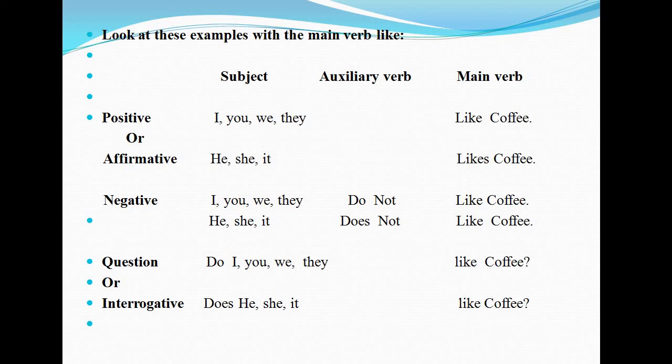He likes coffee. She likes coffee. It likes coffee. Negative. As I told you before, with the negative, the verb doesn't take es or s. I don't like coffee. You don't like coffee. We don't like coffee. They don't like coffee. Look at the third person. He doesn't like coffee. She doesn't like coffee. It doesn't like coffee. Question. Do I like coffee? Do you like coffee? Do we like coffee? Do they like coffee? Or we can call it interrogative. Does he like coffee? Does she like coffee? Does it like coffee?